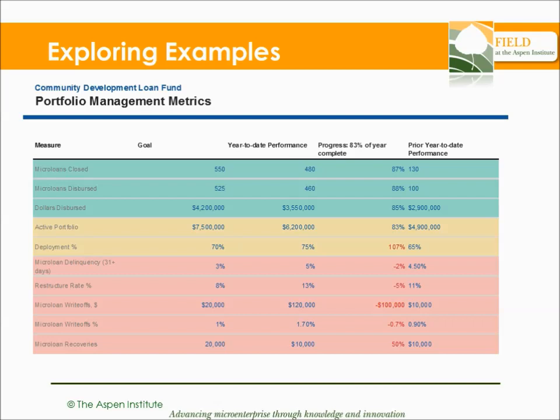You also see we're using a lot of color here. So we're literally using a traffic light. So green means we're doing well. Yellow means we are a little bit on the bubble, if not slightly off goal. And red means we really need to dig in and pay attention to what's going on.